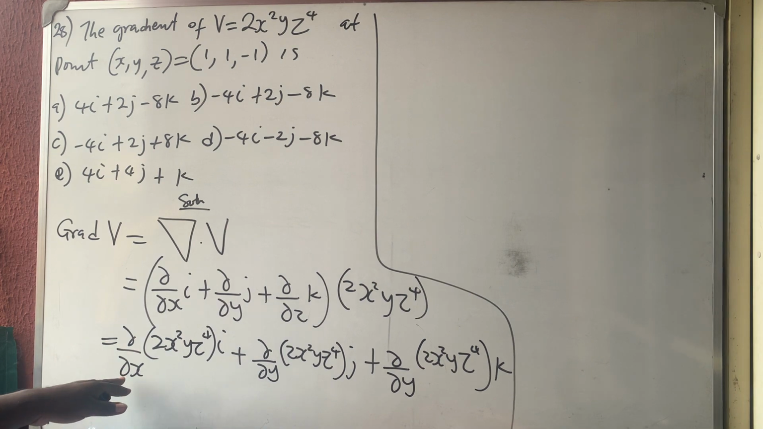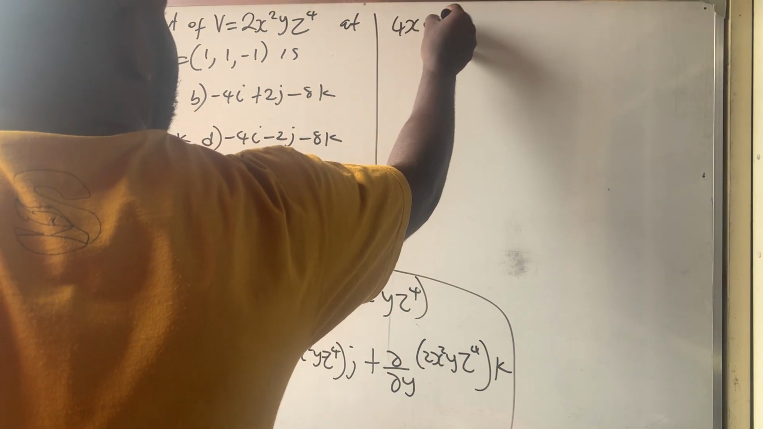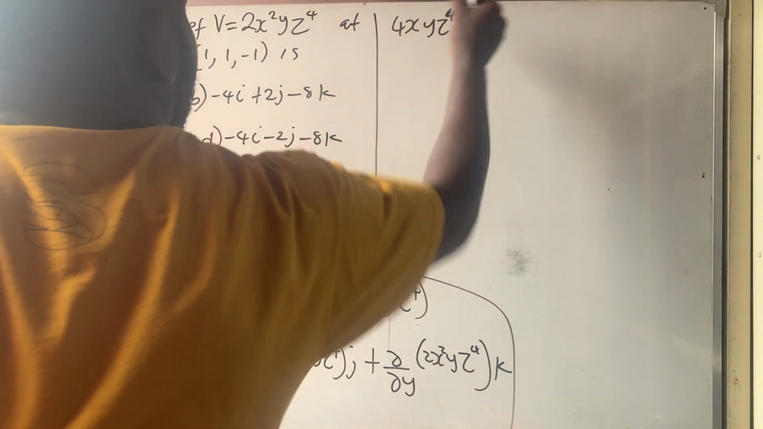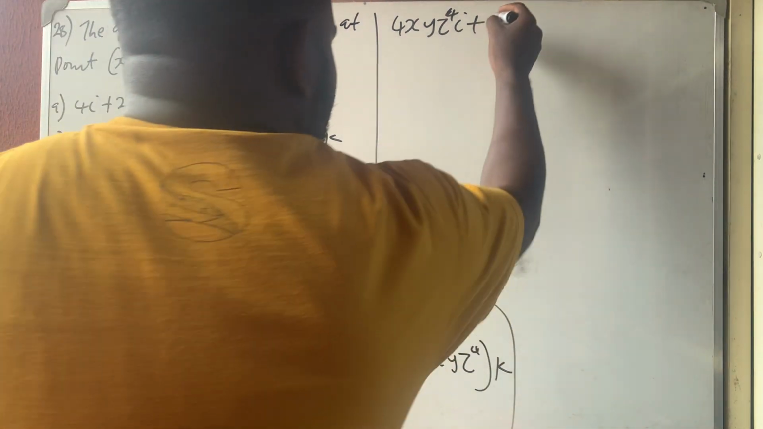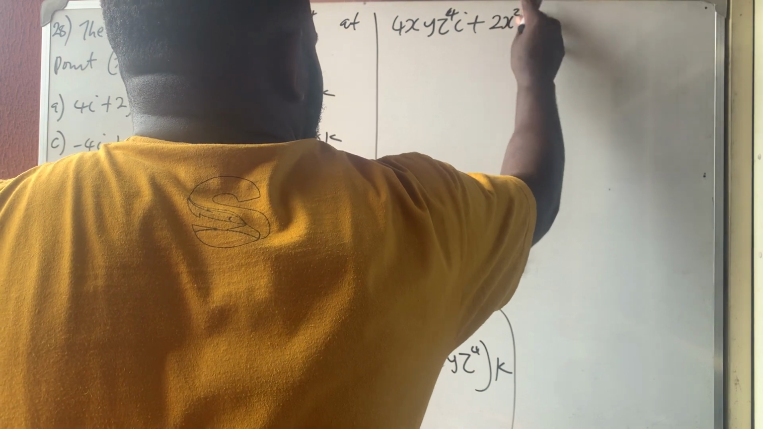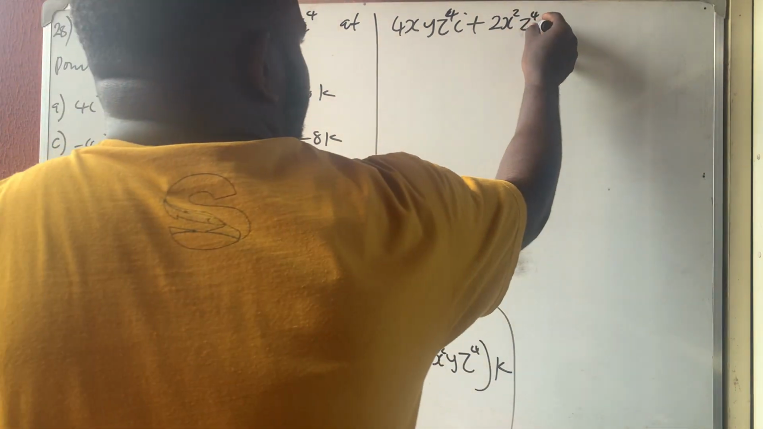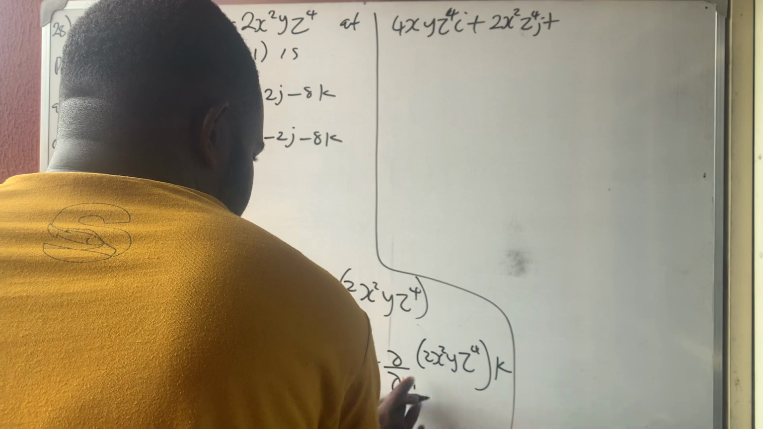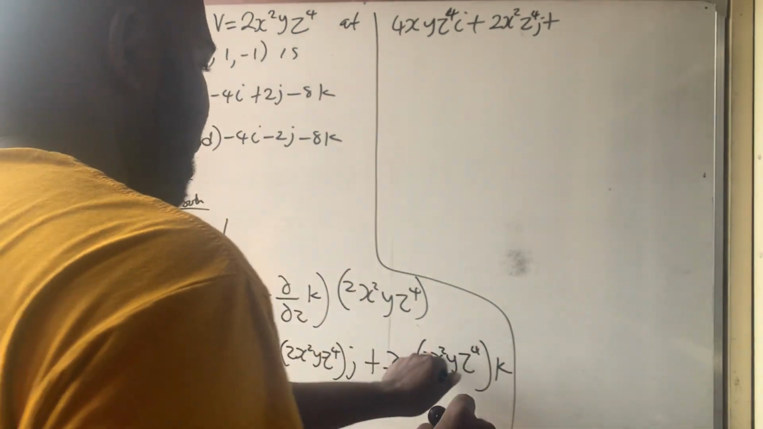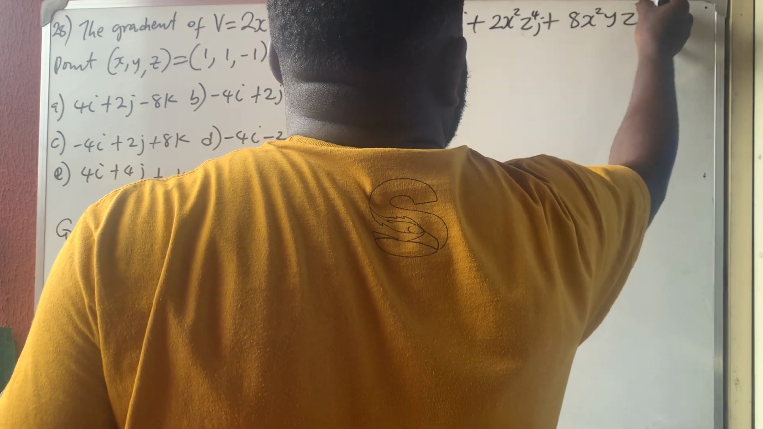Now, don't forget we are differentiating with respect to the one at the denominator. For x, this will give you 4x y z4 i plus, with respect to y, it does not have power, so the coefficient 2x squared z4 j, plus with respect to z, 4 times 2 is 8, so 8x squared y z3.